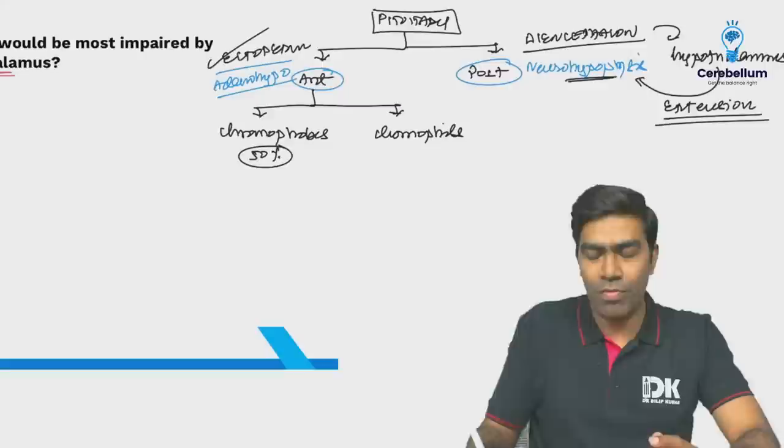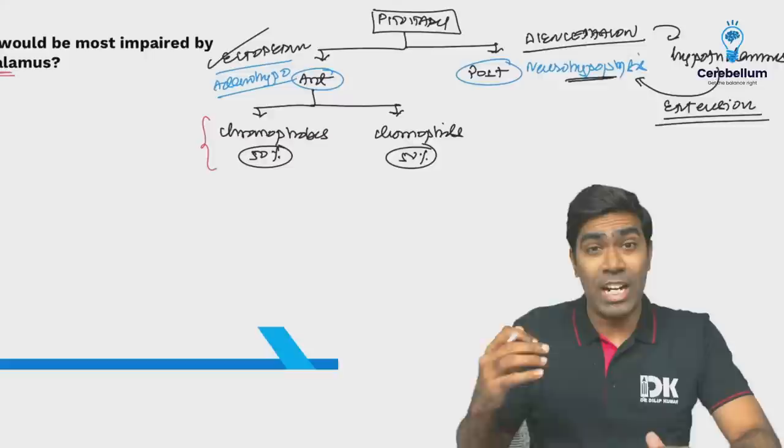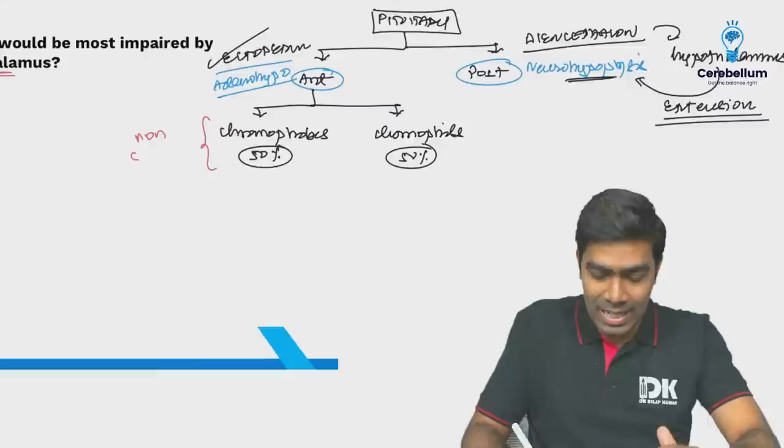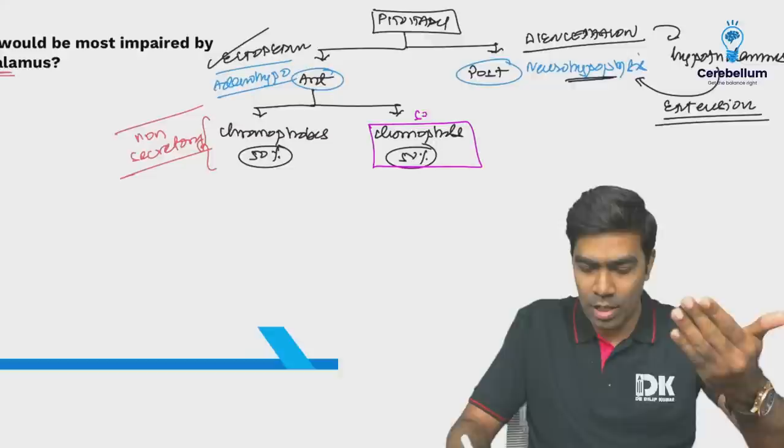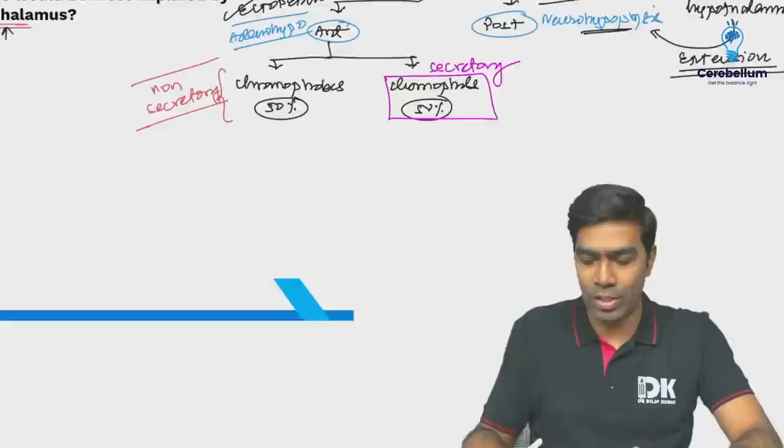So why are they called chromophobes? Because they don't take up the stain. Why don't they take up the stain? Because these are non-secretory. These cells don't secrete anything. What about chromophiles? Chromophiles are the ones that are secretory. They are going to secrete hormones. That's why they take up the stain, and that's why they're called chromophiles.